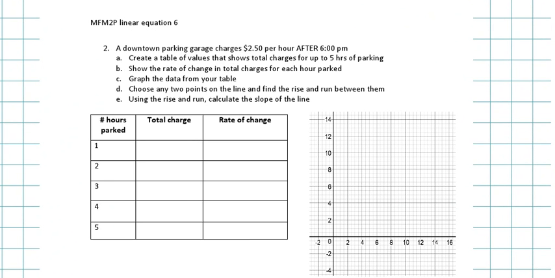Okay, a downtown parking garage charges $2.50 per hour after 6 p.m. Create a table of values that shows the total charges for up to 5 hours. So, you guys have to help me here. If you park for the first hour, how much are you going to pay? $2.50. And what is going to happen after another hour? How much are you going to pay if you park for 2 hours? $5.